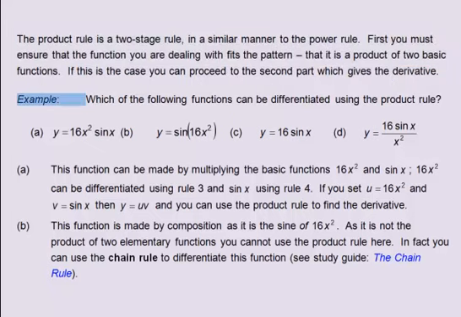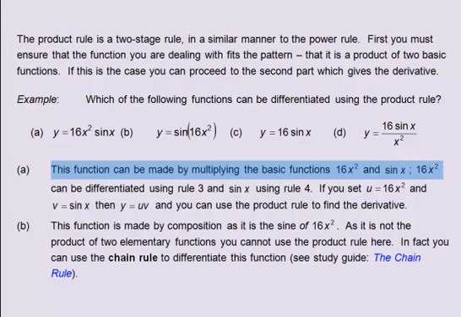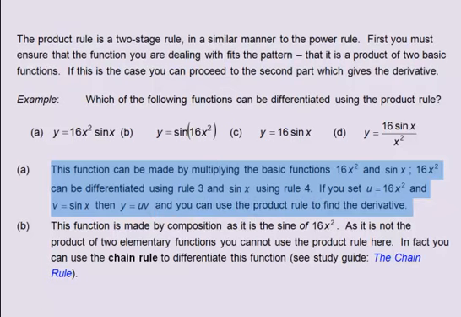Example. Which of the following functions can be differentiated using the product rule? y equals 16x squared multiplied by sin x. This function can be made by multiplying the basic functions 16x squared and sin x. 16x squared can be differentiated using rule 3 and sin x using rule 4. If you set u equals 16x squared and v equals sin x, then y equals u multiplied by v, and you can use the product rule to find the derivative.